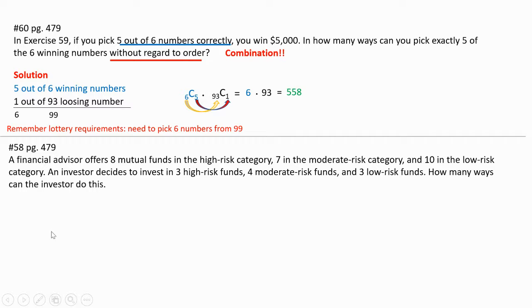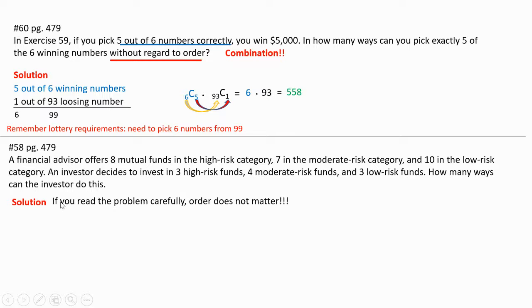But check this out. It says, a financial advisor offers 8 mutual funds in the high risk category, 7 in the moderate risk category, and 10 in the low risk category. An investor decides to invest in 3 high risk funds, 4 moderate risk funds, and 3 low risk funds. How many ways can the investor do this? Okay, so let's do this.